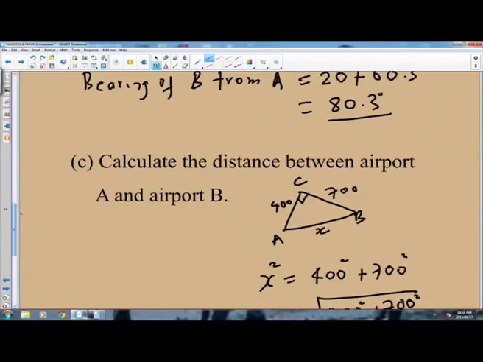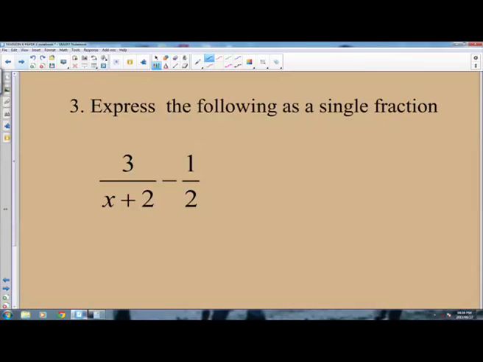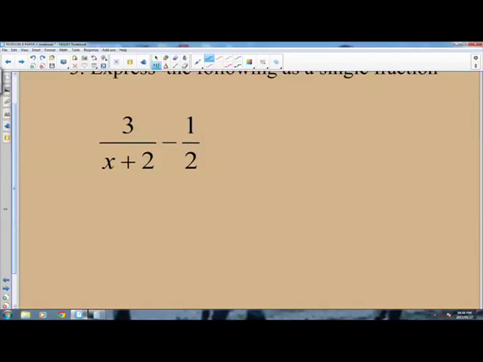What about question number 3? It says express the following as a single fraction. So you have 3 over x plus 2 minus half. You have to express this as a single fraction. You need to start by finding the lowest common multiple of x plus 2 and 2. And how do you find the lowest common multiple of x plus 2 and 2?